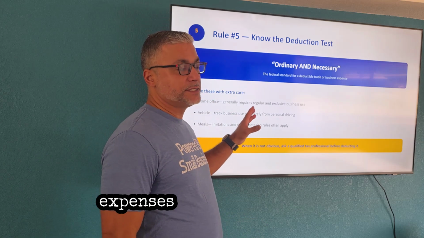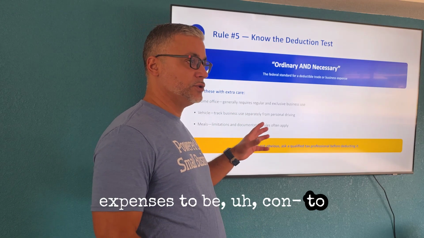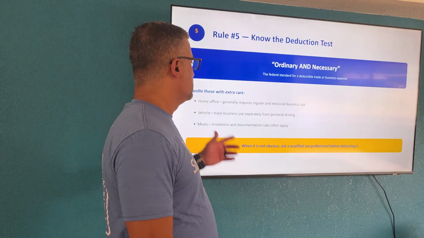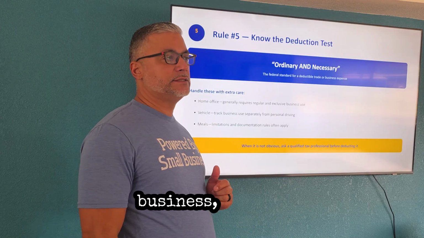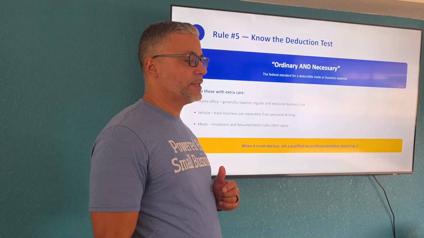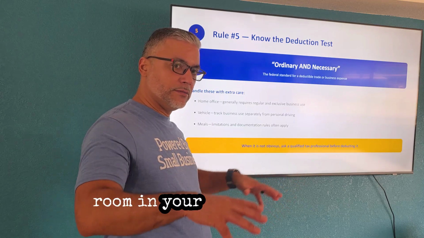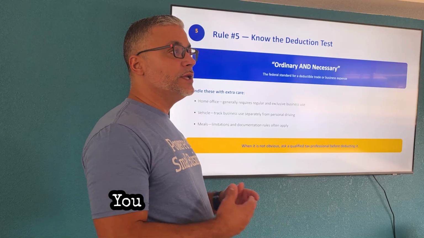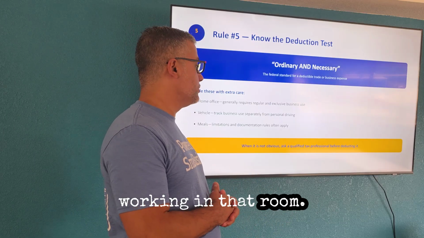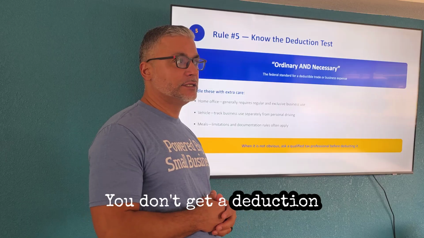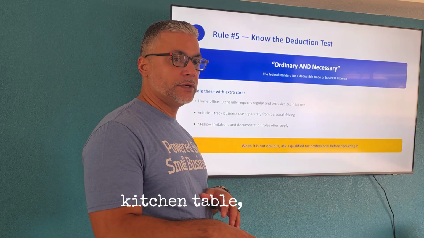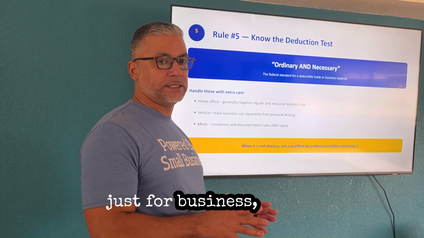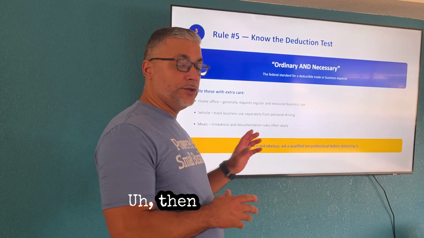So there's also some other expenses to be focused on that people don't necessarily take advantage of, but you should. If you're a home-based business, you can deduct your home office. That means if you've got a room in your house that you work out of, that's called your home office. You get a deduction for working in that room. You don't get a deduction if you work on your kitchen table, right? You have to have a dedicated space in your house that's just for business. Then you get the home office deduction.